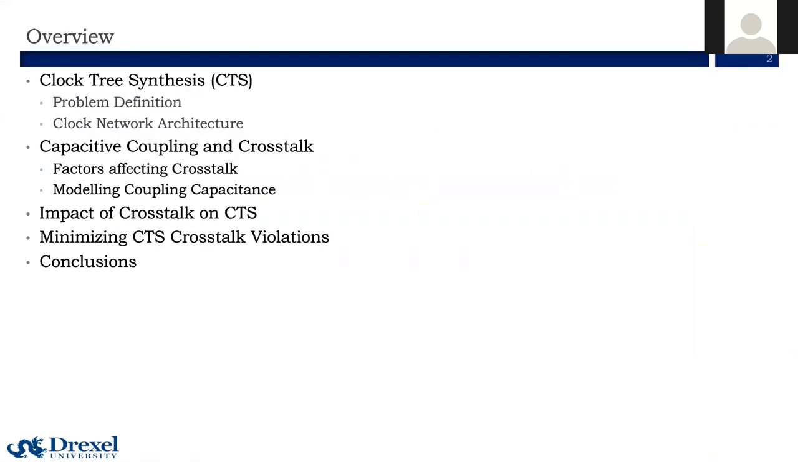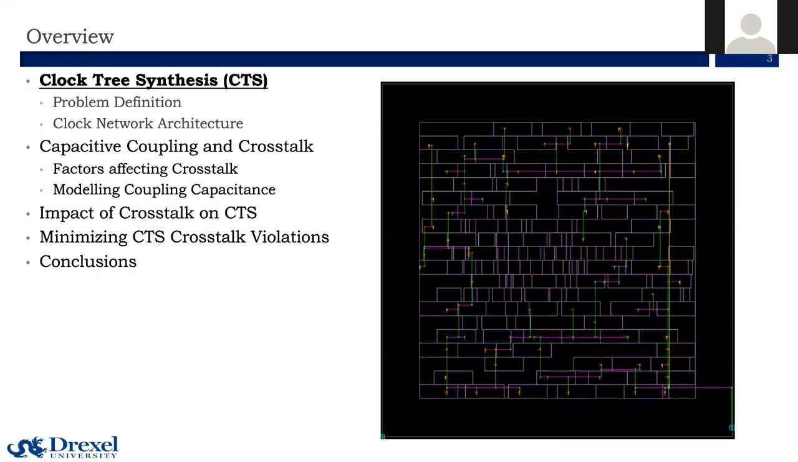The first section is on clock tree synthesis. Then we would discuss capacitive coupling and crosstalk. We would follow it up with a discussion on impact of set crosstalk on clock tree synthesis. Then we would discuss minimizing crosstalk violations on clock trees. And then we would end it up with a conclusion. So let's start with a discussion on clock tree synthesis.